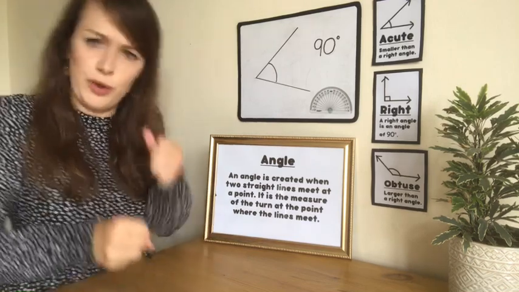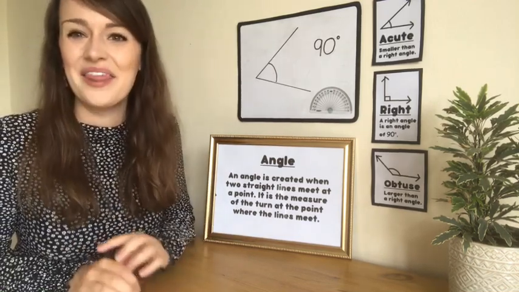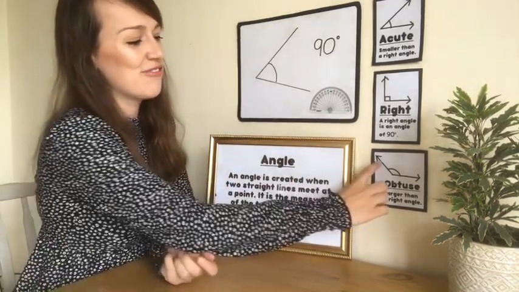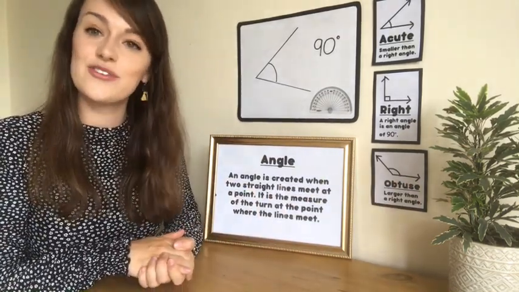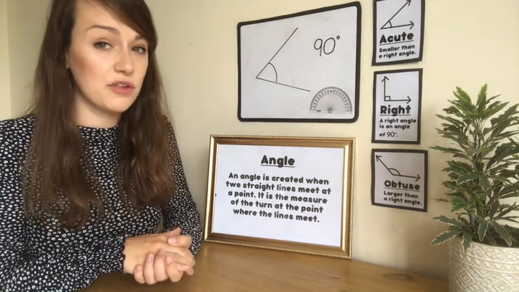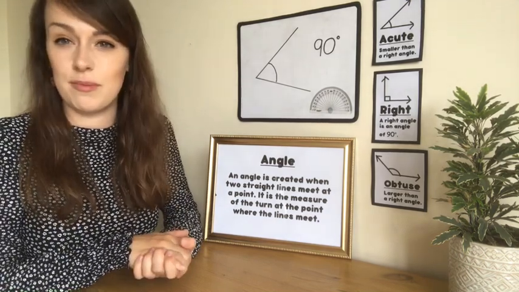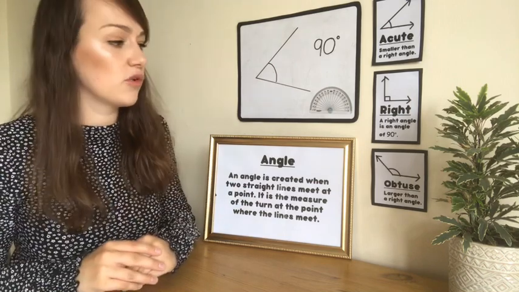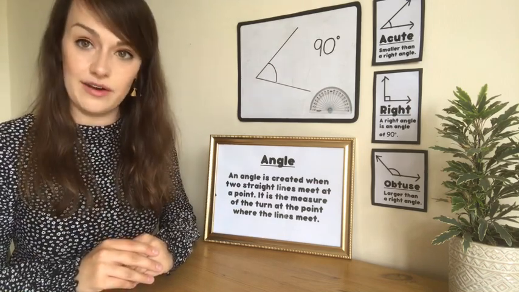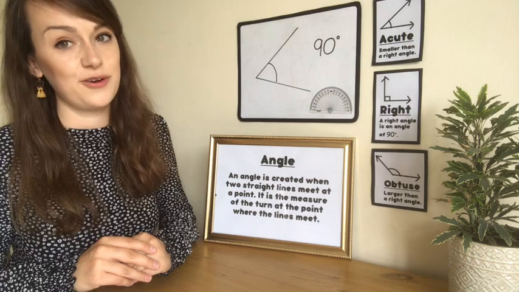Then we get onto the big old beefy angle, the obtuse angle, okay? So the obtuse angle is larger than a right angle, larger than 90 degrees, but not as big as a straight line, okay? You must remember that. A straight line is 180 degrees, okay? So an obtuse angle is smaller than a straight line, but larger than a right angle.